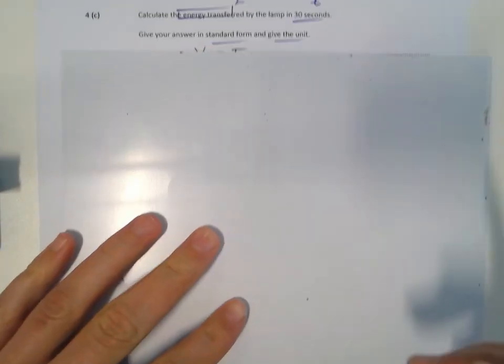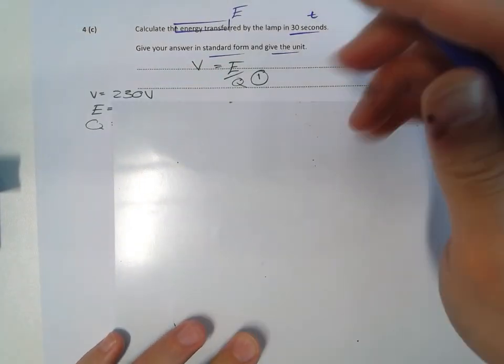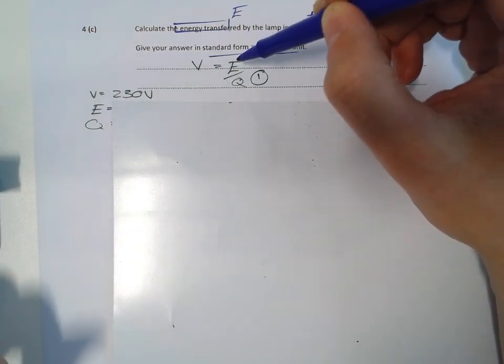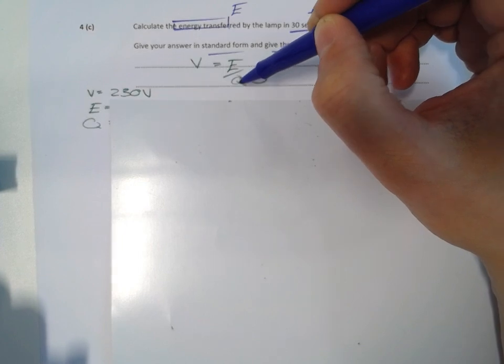Alright, so energy transferred. You need to know the equation for that. The equation is voltage, or potential difference, equals energy divided by charge. And at a later stage you'll need to rearrange that. You could do it at this point. You could go energy equals potential difference times charge, but we'll leave it as that for now. That's how I've worked it out anyway.